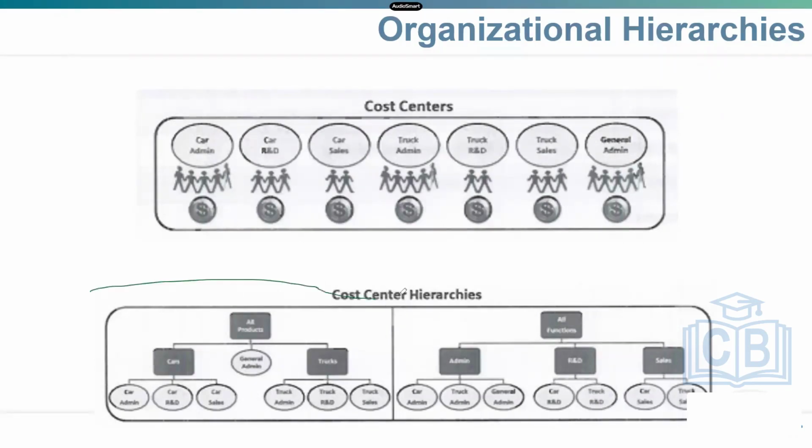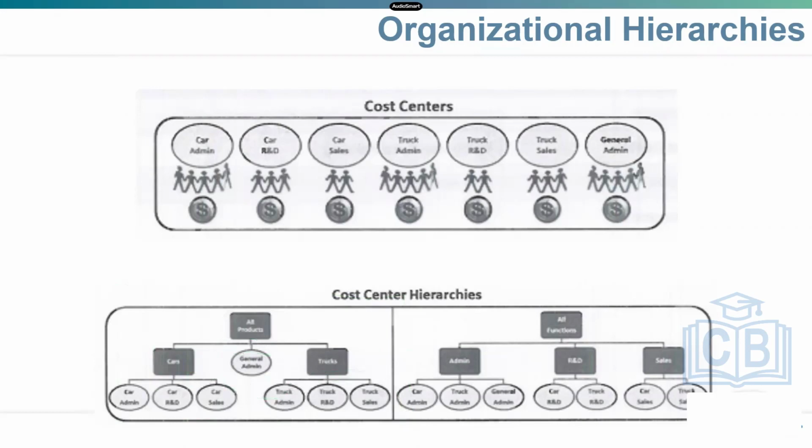Say, on the left side, we see the same cost centers being developed in a different hierarchy. So on the top is all products, then you have cars, then you have trucks. And under car, you have the car admin, car R&D, car sales. And under the trucks, you have truck sales, truck R&D, and truck admin. And under all products, you have the general admin.